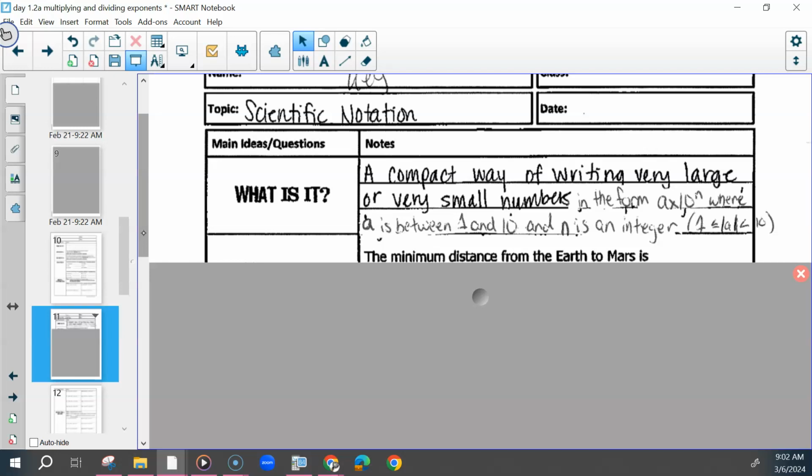And then we're going to do a couple different examples of just writing scientific notation. And then any of those you want to see, and then we'll go into some operations. Let's look at example 1. It says the minimum distance from the Earth to Mars is approximately 284,000 miles. We need to write this in scientific notation. Does anyone know how we would write that in scientific notation?